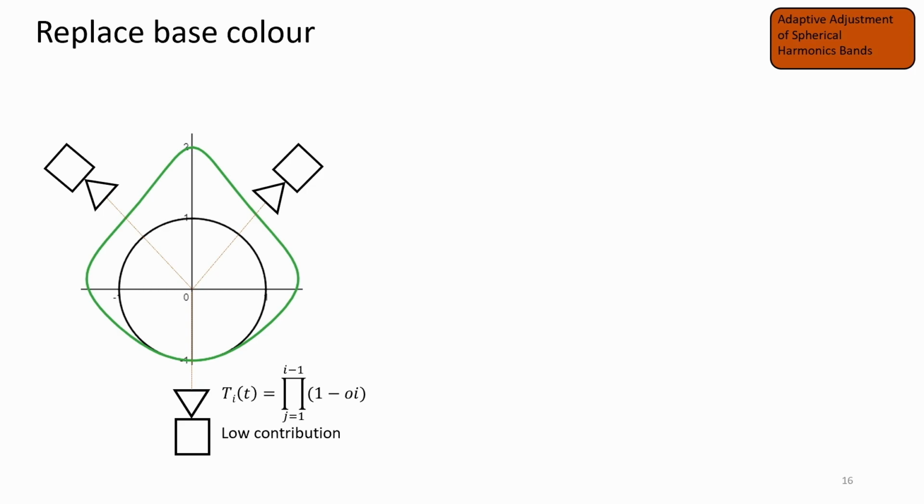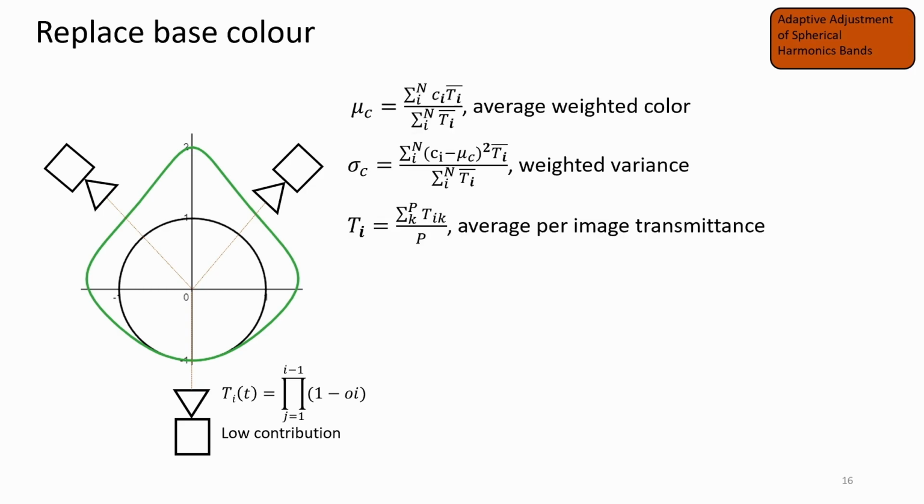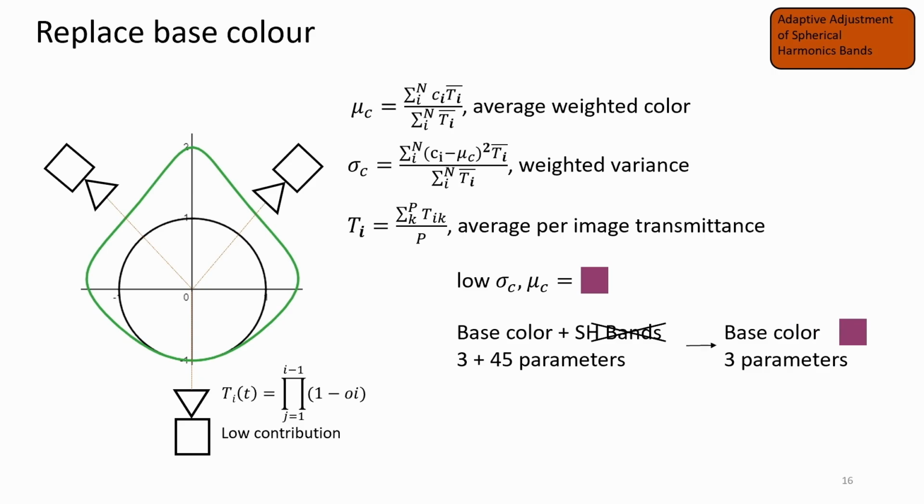So to formulate that, we compute the average and the variance of the evaluated color of a primitive for all the training cameras, weighted by the primitive's transmittance, which accounts for the thing I told you about. So for primitives whose variance falls below a threshold, we proceed in replacing their base color, that is the RGB, by the weighted average, discarding the spherical harmonics bands and the associated parameters. So in this case, we would go from 48 parameters to just 3.